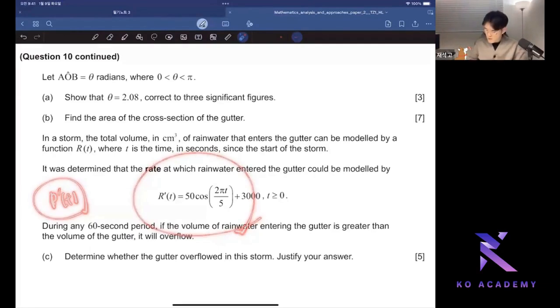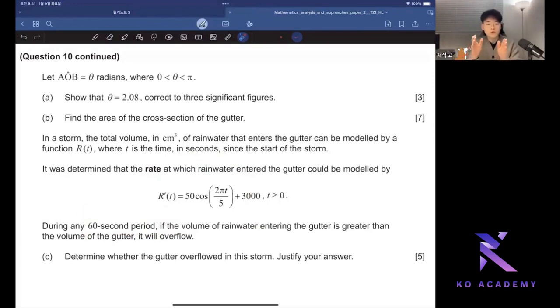What does the problem say? When you cut it into a 60-second period, for example, if you measured from 1 minute and 10 seconds to 2 minutes and 10 seconds, or from 5 minutes and 30 seconds to 6 minutes and 30 seconds, no matter which 60-second interval you choose, if that exceeds the total volume of the gutter, what do they say? They say it has overflowed, right?